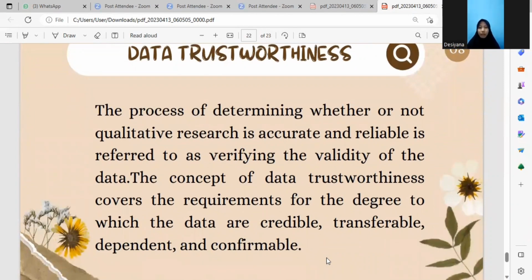Data trustworthiness. The process of determining whether or not qualitative research is accurate and reliable is referred to as verifying the validity of the data. The concept of data trustworthiness covers requirements for the degree to which the data are credible, transferable, dependable, and confirmable.